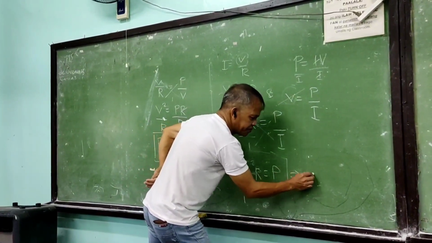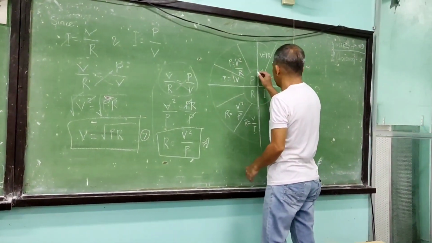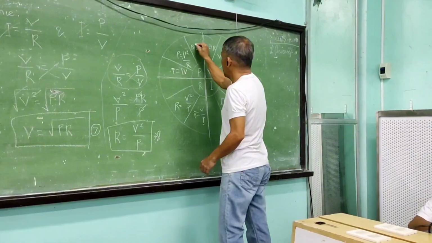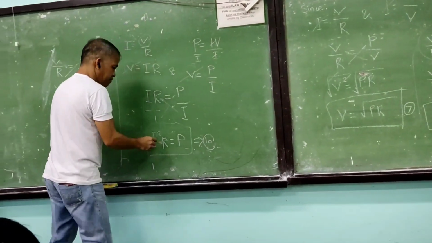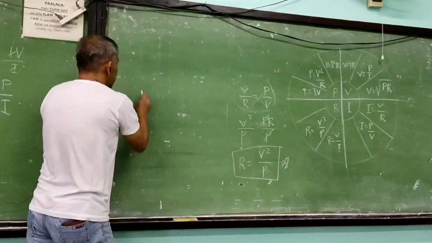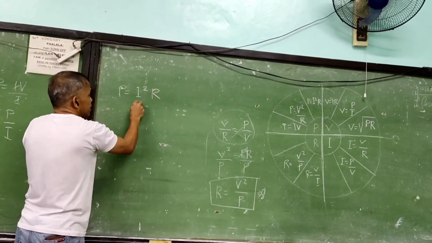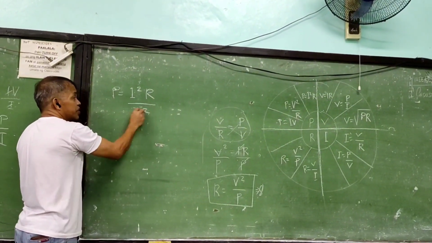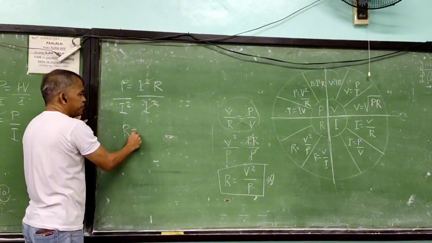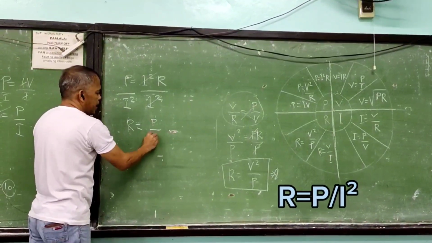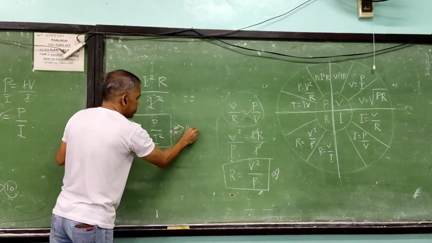The 10th formula is P is equivalent to I squared R. Next, from equation number 10, P is equivalent to I squared R. Divide both sides by I squared. Cancel I squared. Therefore, R is equivalent to P over I squared. This is your 11th formula.